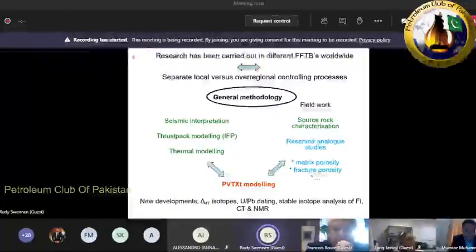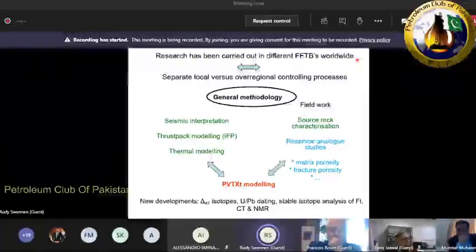So the research was carried out in different Foreland fold and thrust belts worldwide, and one of the reasons was that we intended to understand what is the diagenetic evolution in these complex areas, and to be able to separate the local versus the over-regional controlling processes, so that we could, to some extent, become predictive.